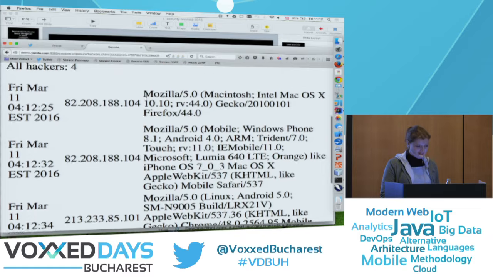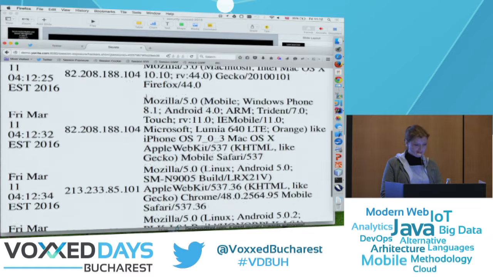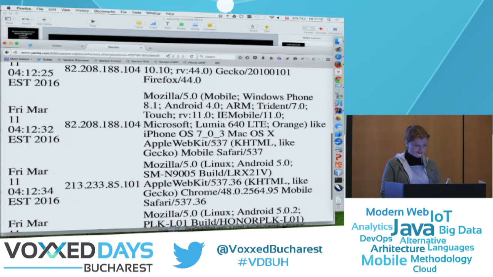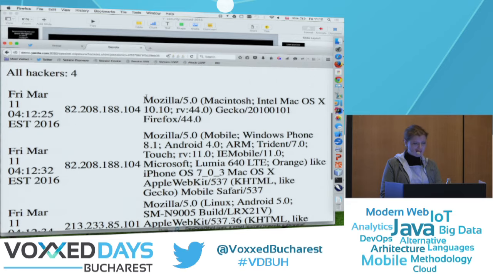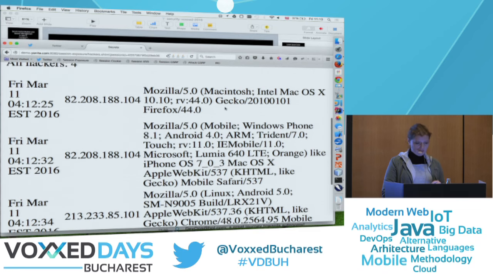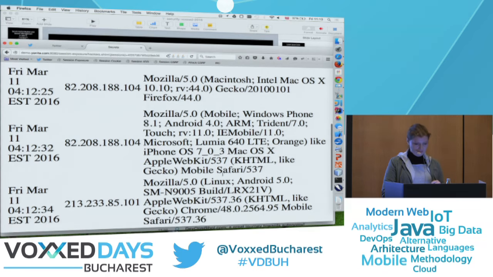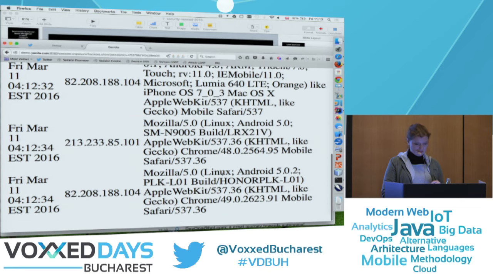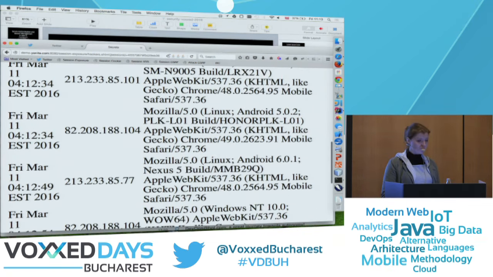Anyway, you see that we have like three of the same IP addresses. I guess that three of us use the conference Wi-Fi. We have different user agents. Mine is Firefox. We have Mobile Safari and Android platform, so obviously your cell phones. So that was a piece of cake, right? Very easy.